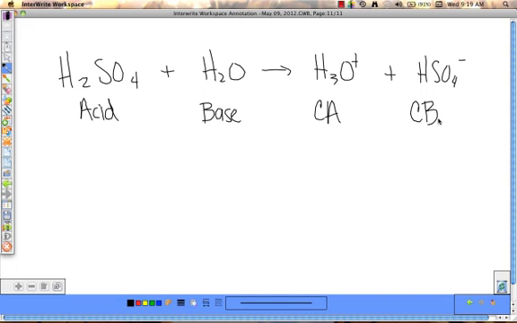So the acid is always paired with the conjugate base, and the base is paired with the conjugate acid. If you want to get back to the reactants, going from right to left, H3O has to donate a proton. It has to act like an acid to get back to its reactant form. HSO4 minus would have to gain a proton to get back to H2SO4, so it's acting as a base if you go backwards. That's why it is the conjugate base. Okay.